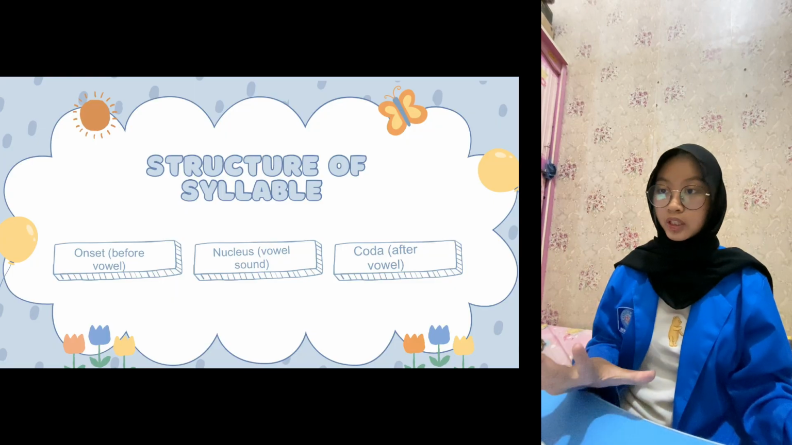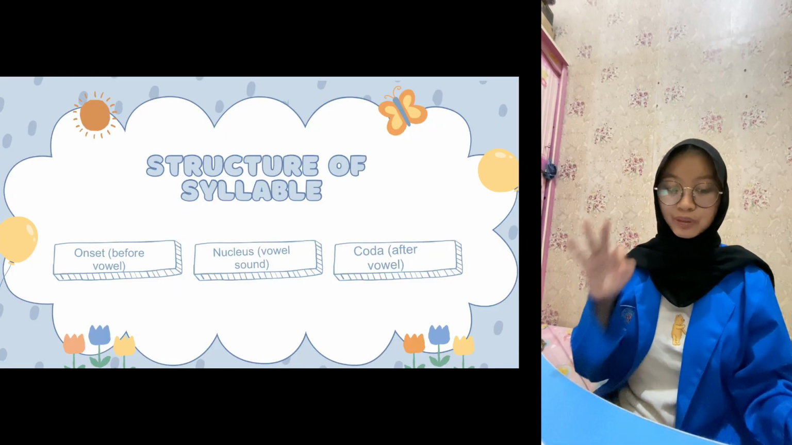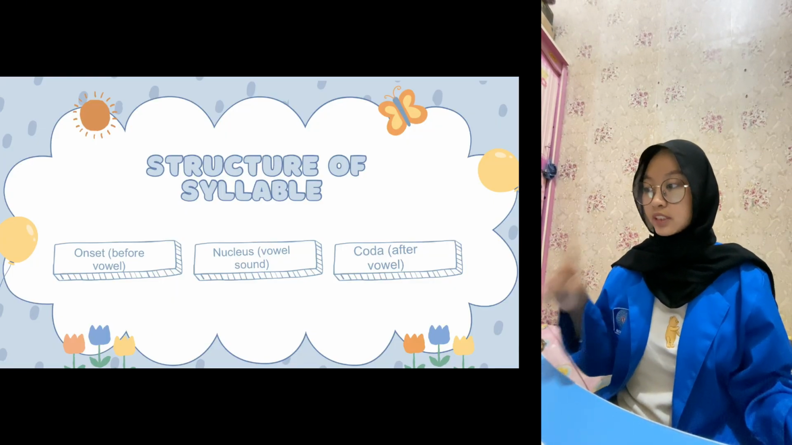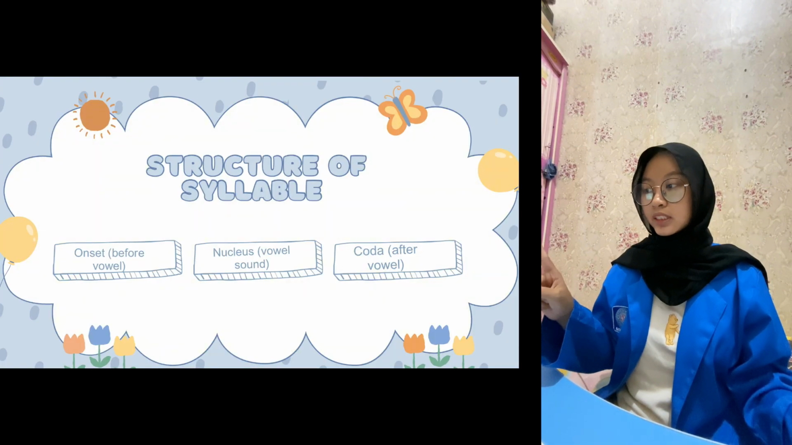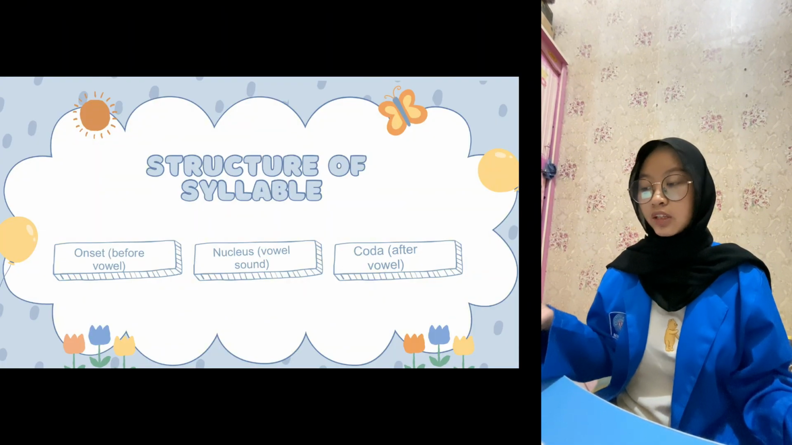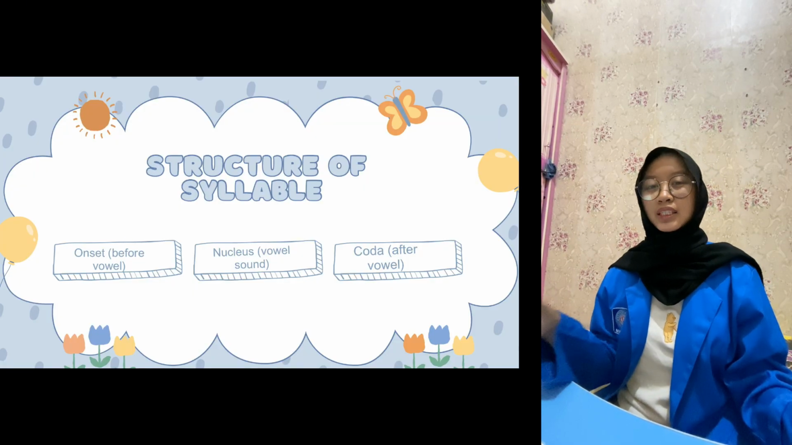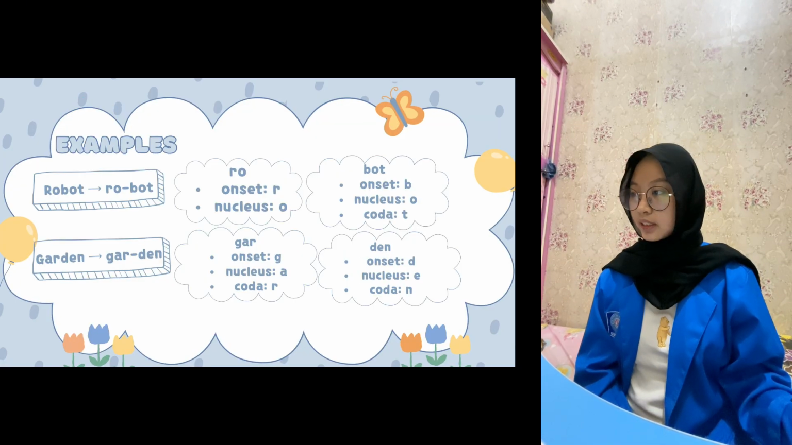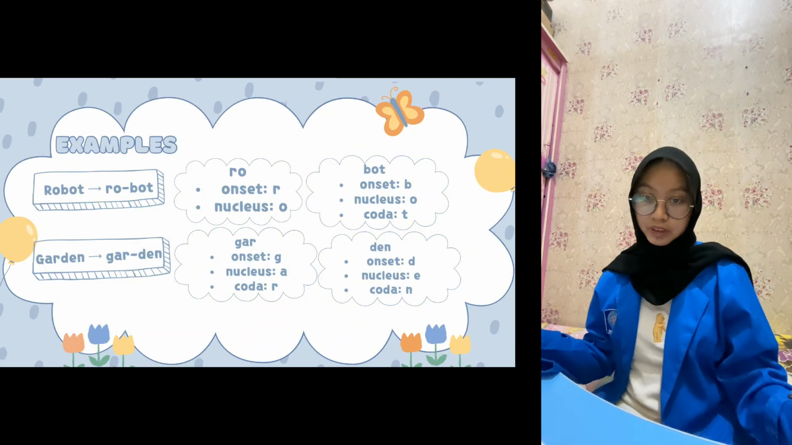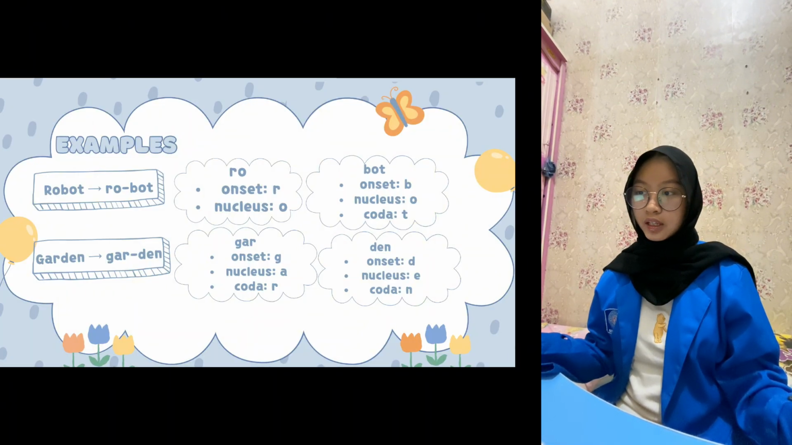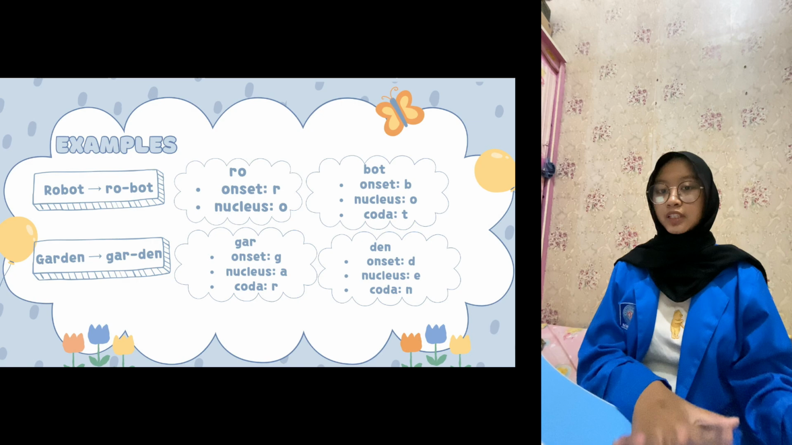A syllable contains three parts. First, the onset. What is onset? Onset appears before the vowel. Then the nucleus, or vowel sound, and then the coda after the vowel, so basically it comes at the end. Next are examples of syllables. I have 5 examples to show here.